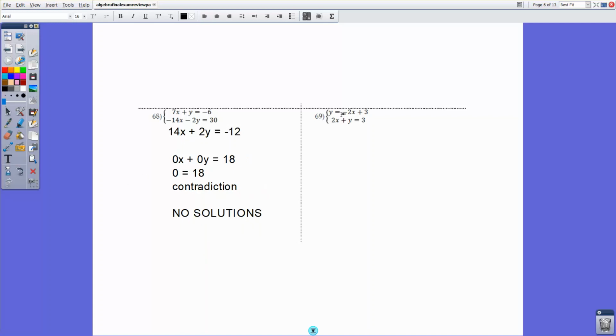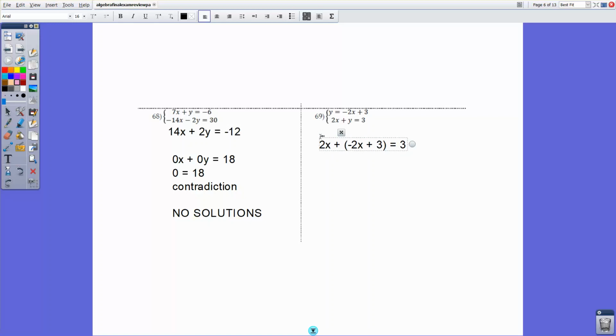For number 69, we already have a system where one of the equations is already solved for one of the variables. So y equals negative 2x plus 3. We can just take this and plug it into the second equation directly by using substitution. So 2x plus negative 2x plus 3 will equal 3.